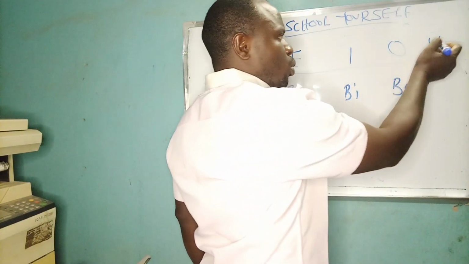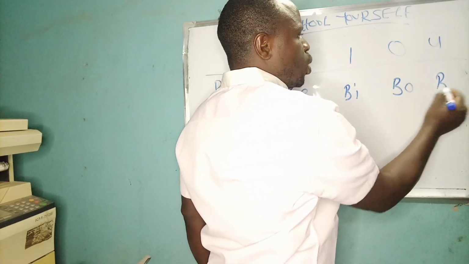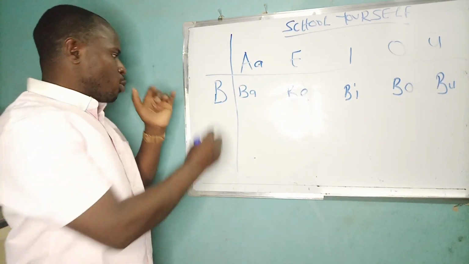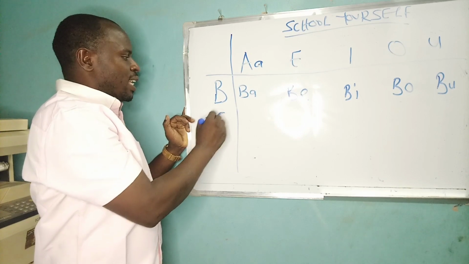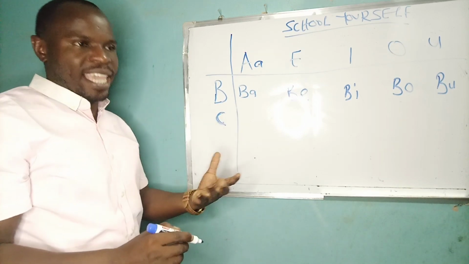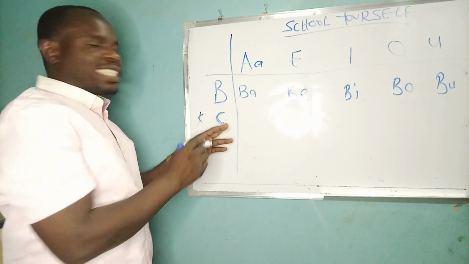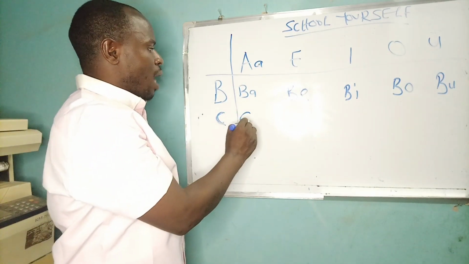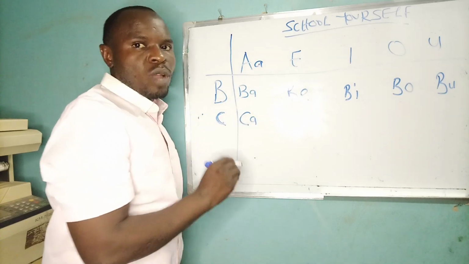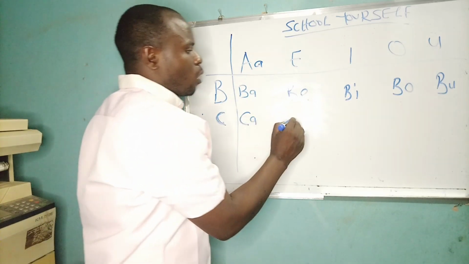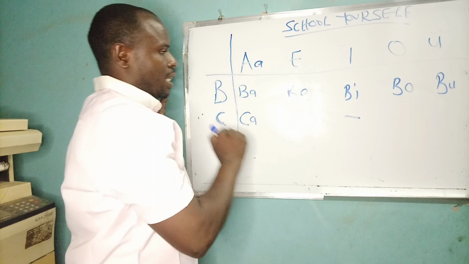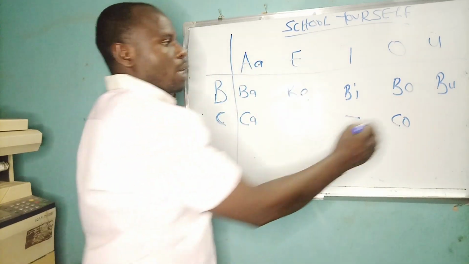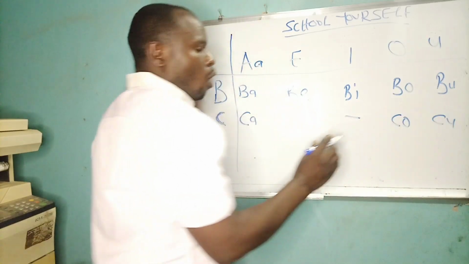Then we have U. U is O sound. So "bu" is "bo." Then I come to C. This C is just like the sound K. So when I have "ca" now, I'm going to have "ka." When it comes here, I will not do these two for now. I will explain the reason later. Then I come here, "co." What is the sound? "Ko." Then "cu," "ko."